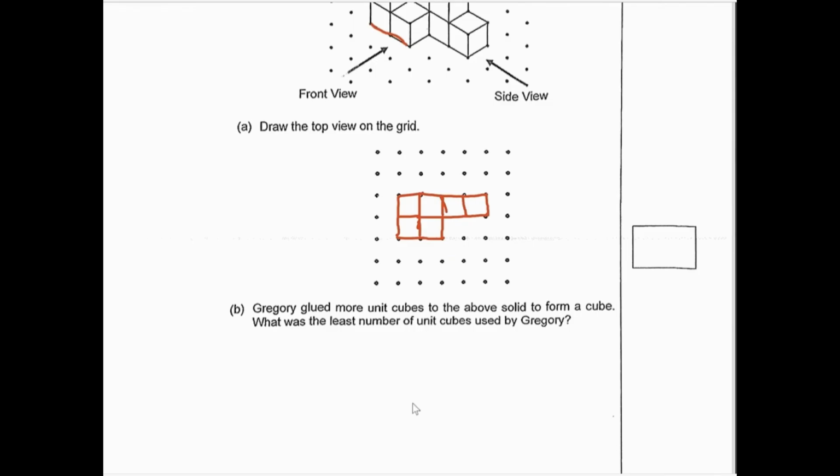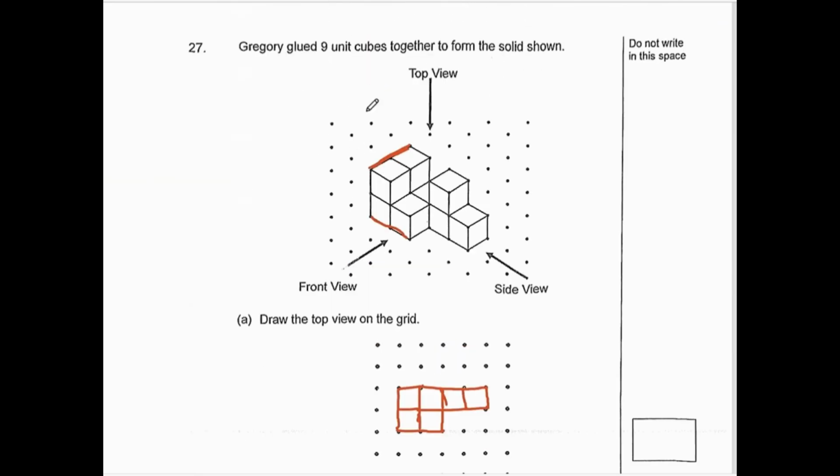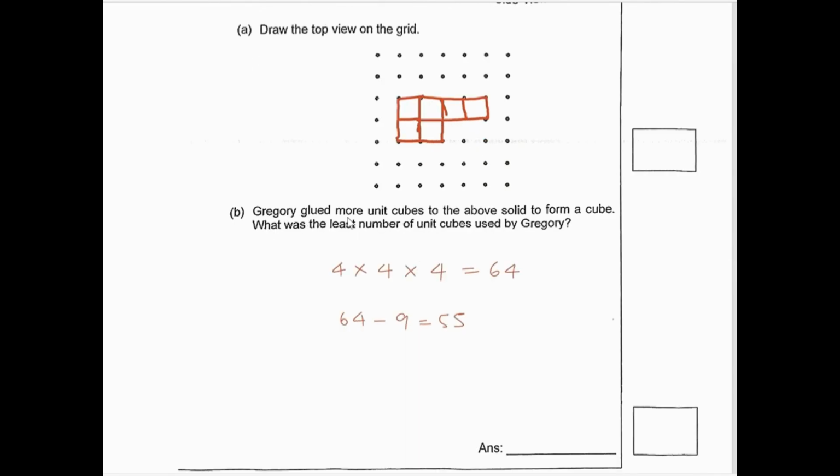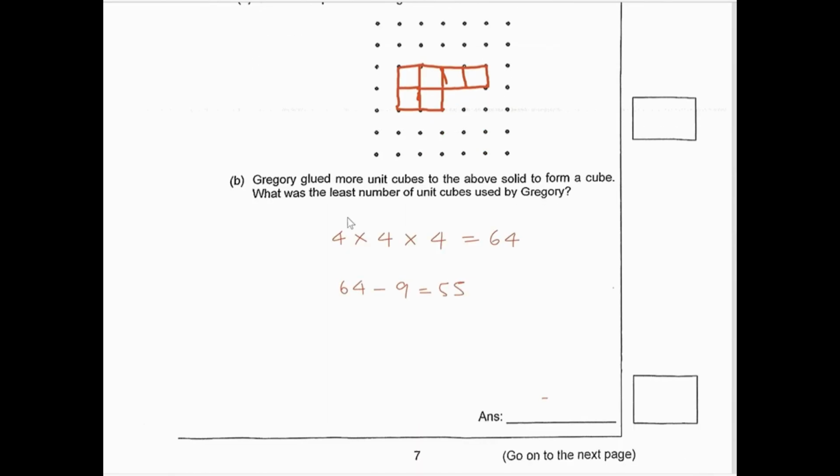So the total number of cubes that you need will be 4 times 4 times 4, which is 64. You need a total of 64, but he already has 9. So how many more does he need? 64 minus 9. Okay, answer 55. He needs at least 55 more cubes.